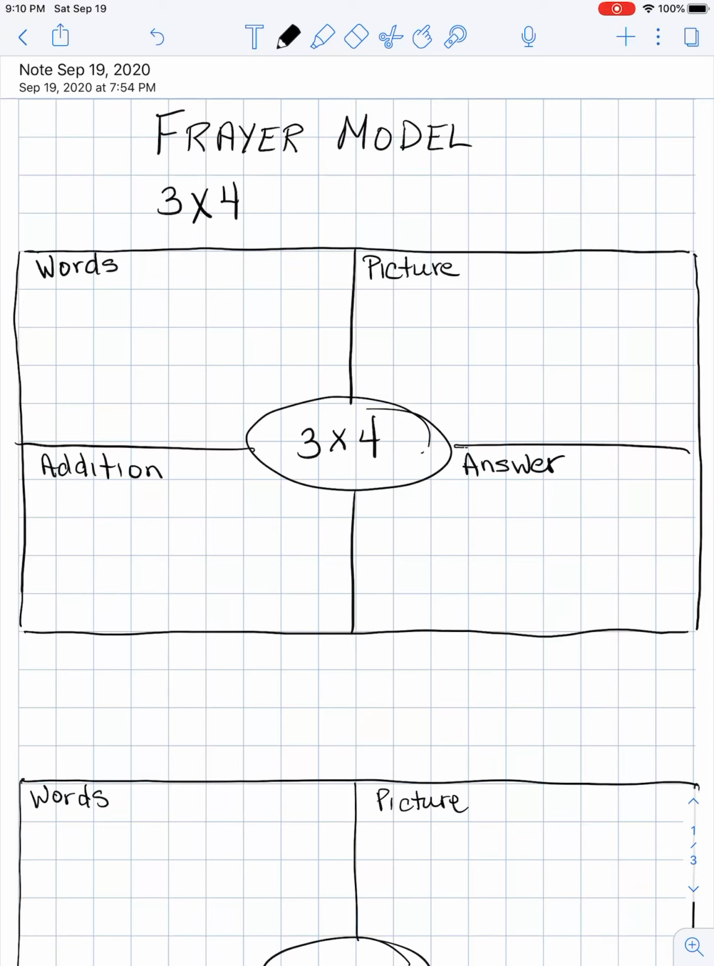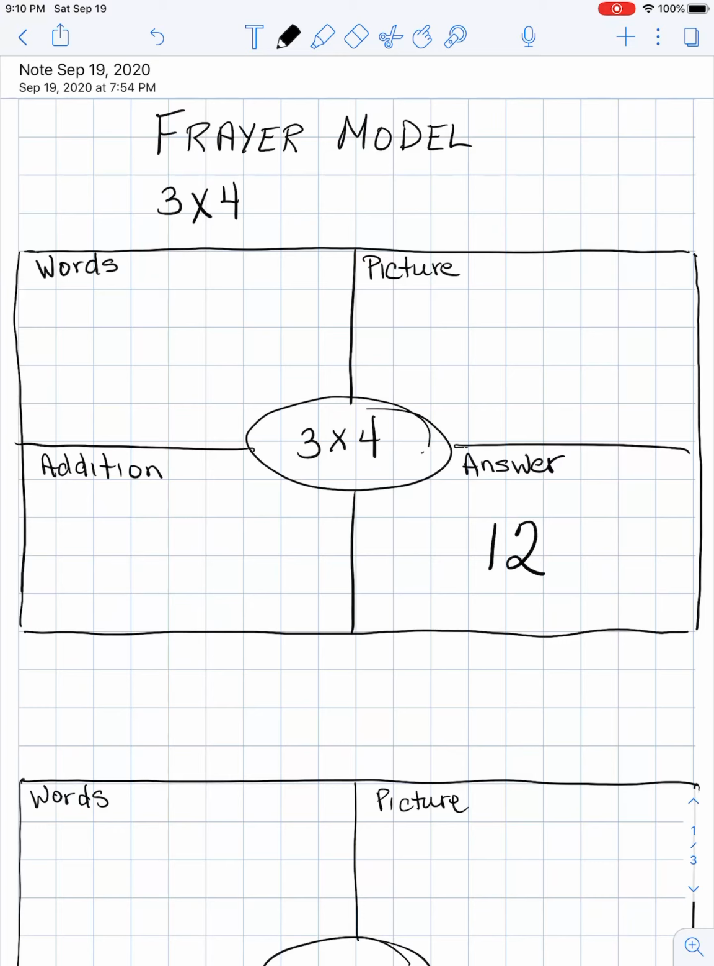Okay, now if we look around, we're going to represent it in words, picture, as repeated addition, and with the answer. And I think we can all agree that the answer is actually the easiest box to fill in, because we all know that 3 times 4 is 12. So I'm going to put my answer, 12, right here.